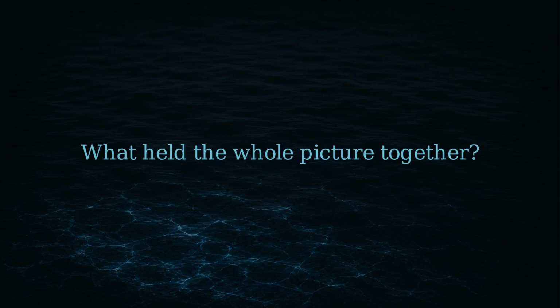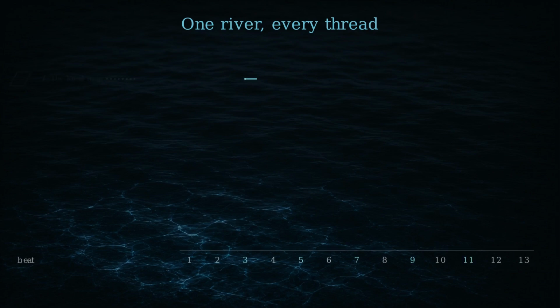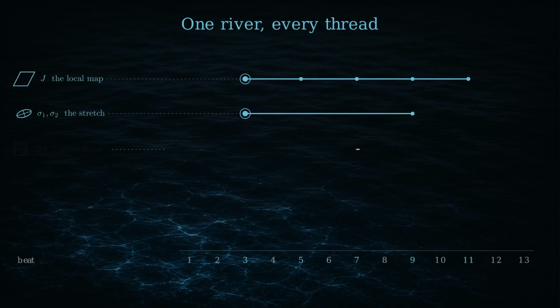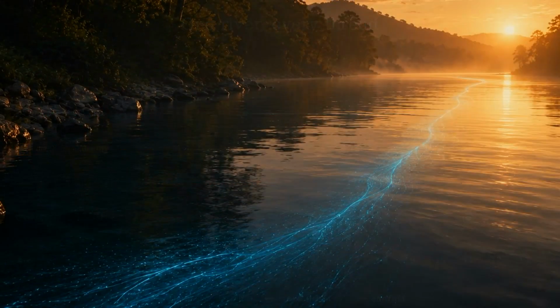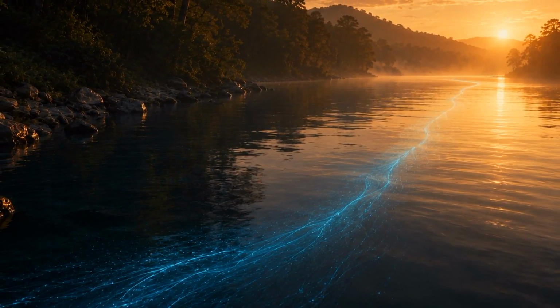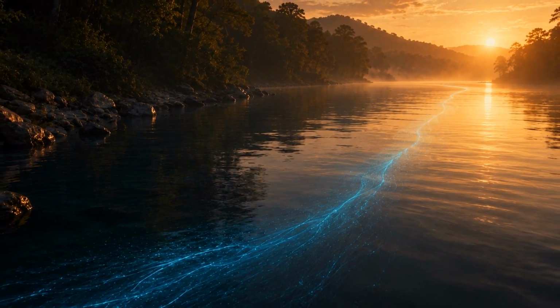5 threads, 1 river. The local map, a stretch and a tilt. In every patch, the stretch itself, sigma 1 and sigma 2. The determinant and the density it sets. The fold where the determinant hits 0, and the map forgets, and the many faces it wears. Gradient, Hessian, backprop, stability. One object, running quietly under all of them. That is the Jacobian. Not a wall of partial derivatives, one honest idea. The best straight-line shadow of a curving world.